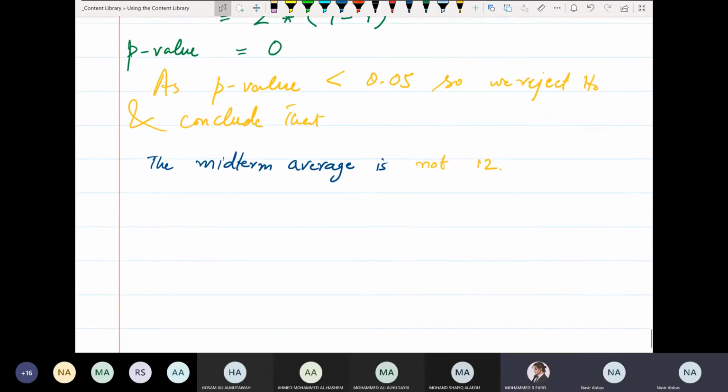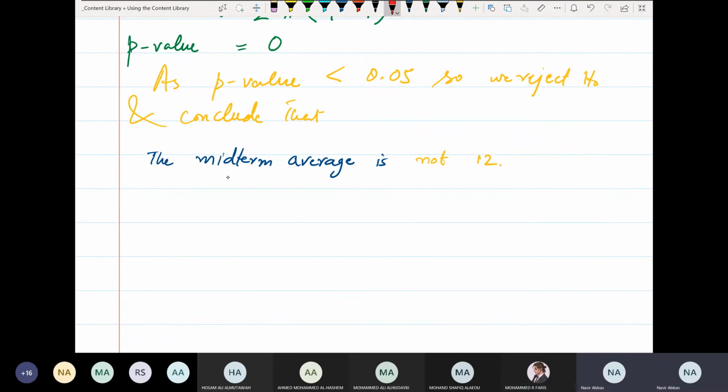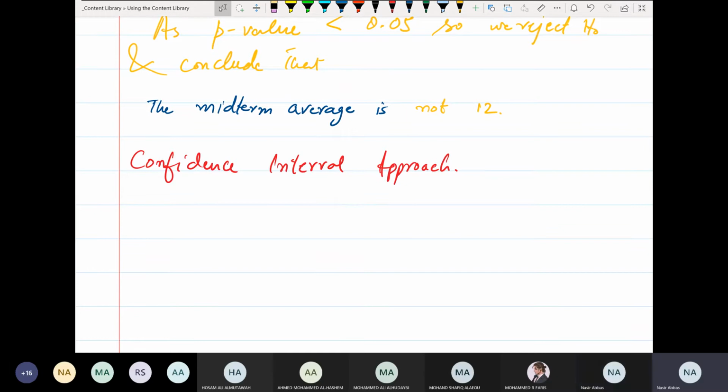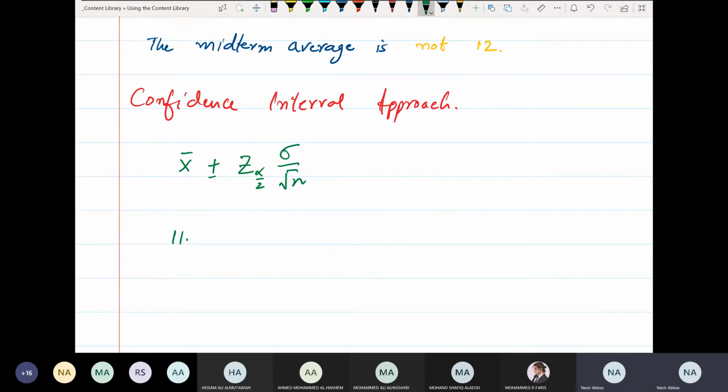Thank you. So let's talk about the third approach, the confidence interval approach. In this approach, I will simply create the confidence interval. And then if my mu naught falls inside the interval, I will accept H0, otherwise I will reject H0. So let us create the confidence interval. That confidence interval is x bar plus minus z alpha by 2 times sigma over root of n. So that will be 11.1 plus minus 1.645 times 0.5 over root of 25.